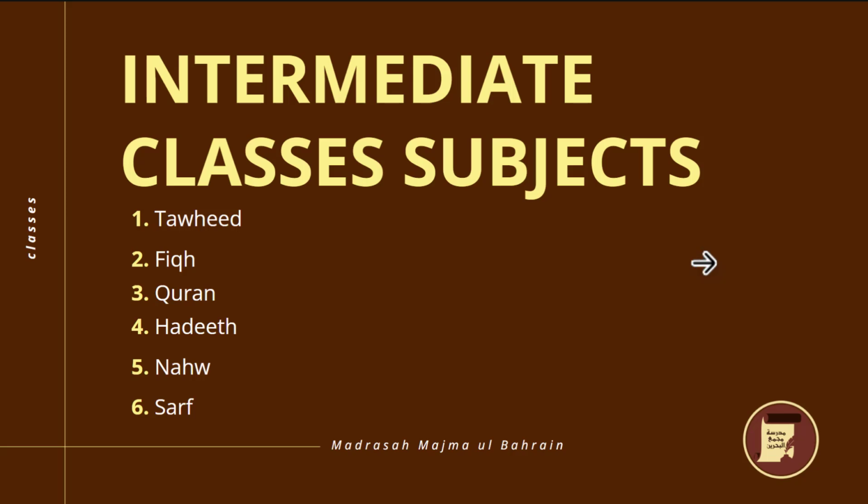Now, for the intermediate class, we are going to be having six subjects. The first of them is Tawheed, the second Fiqh, the third is Quran, fourth is Hadith, fifth is Nahu, and the sixth is Sarf. All of these six subjects will be taken from Monday through to Saturday. On Sundays, we are not going to be having any classes. So that's how the intermediate class subjects are structured.